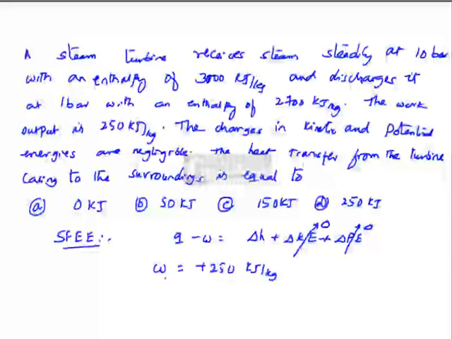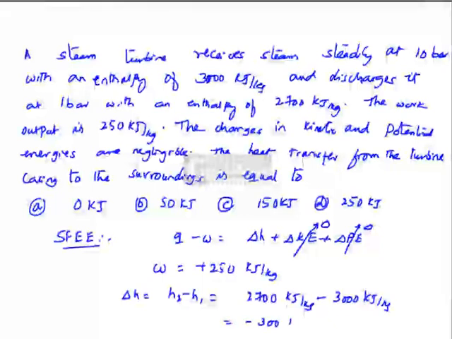And change in enthalpy delta H is given as H2 minus H1, which is equal to 2700 kilojoule per kg minus 3000 kilojoule per kg. It becomes minus 300 kilojoule per kg. Whenever we are writing delta H on the right hand side of SFEE, it is always final enthalpy, that is exit enthalpy minus inlet enthalpy.